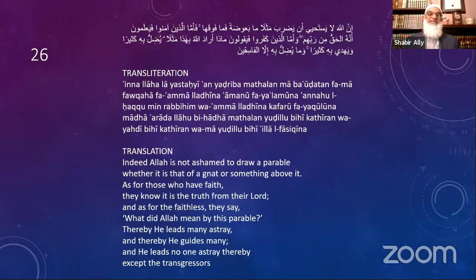So let's look at the transliteration. Inna Allah la yastahyi an yadriba. So here, Yarmalun starts with the ya. See that with the y sound. So the n sound has to be assimilated into that.